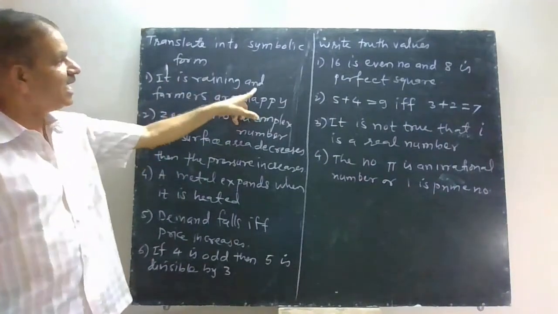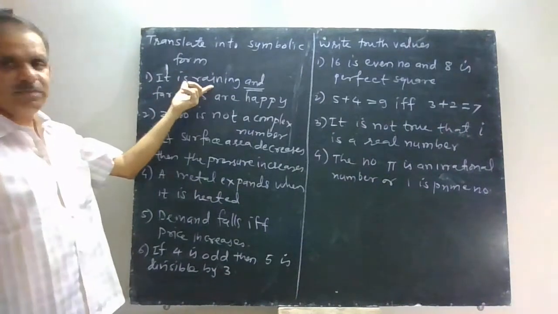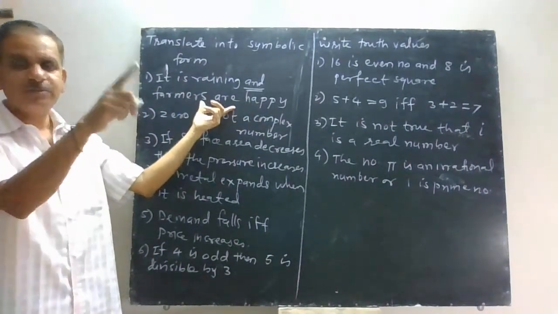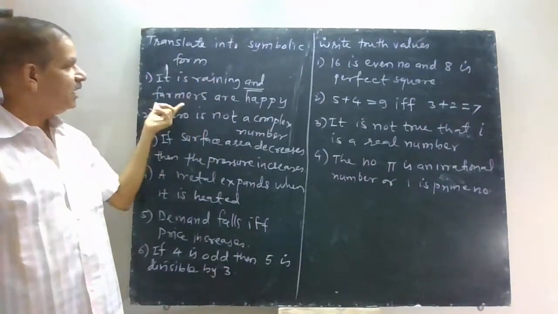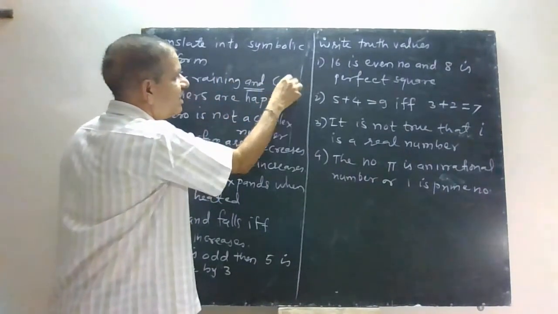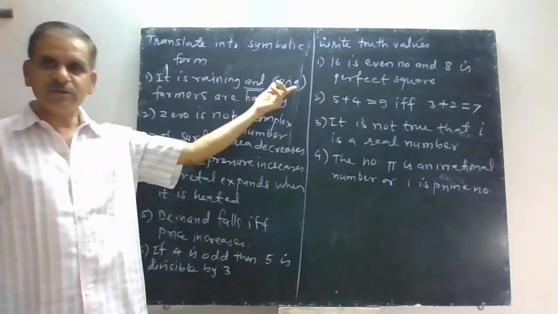It is raining and, that means it is the first type of statement, that is using and. So this is your P, and farmers are happy, this is your Q. So you will write the statement, let P, it is raining, then you write Q, farmers are happy, and then you write the symbolic form, P and Q. You have to just write down the answer, but before that you have to write what is P and what is Q.